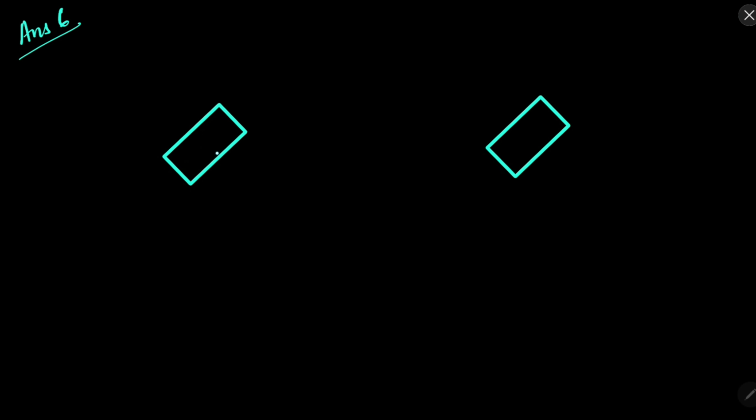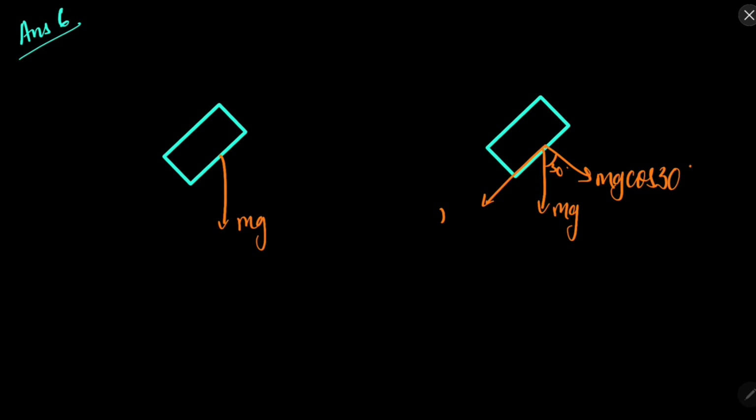So when the motion is, let's say this is mg, obviously this will be mg cos 30 degree, as this is 30 degree, and this will be mg sin 30 degree. Same is the case in this one also.